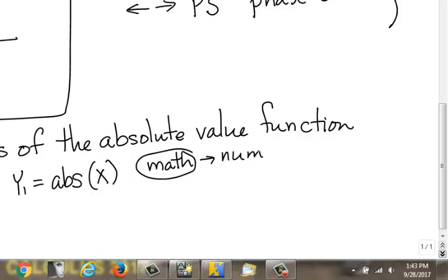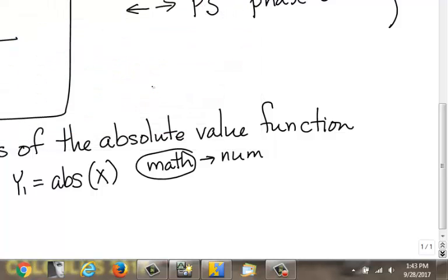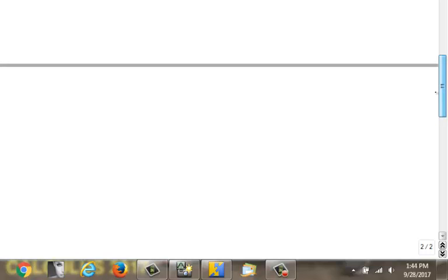Okay, and then let's just use the zoom standard. Zoom 6, zoom standard. Okay, and you get the same. It's because you have more pixels going across the screen.